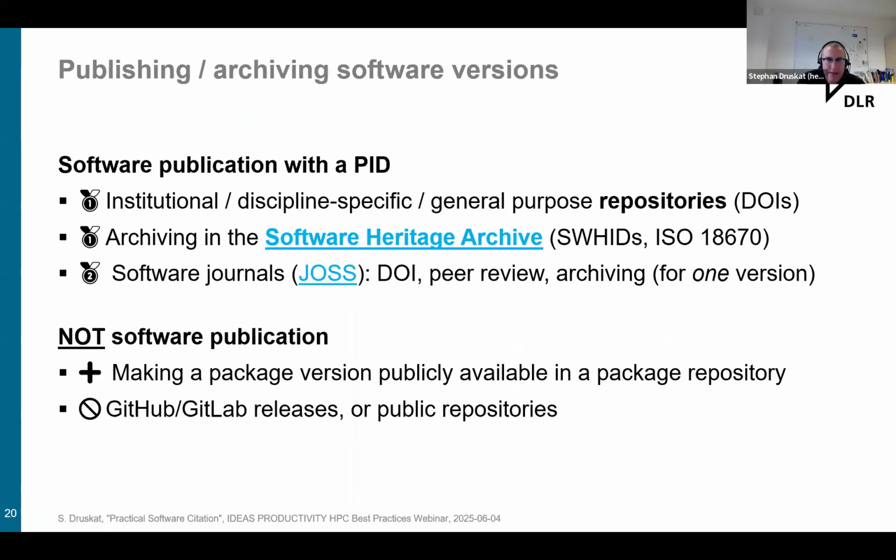And the last step in the process to make research software citable is software publication. Like I said, this gives you a persistent machine readable identifier. And I just wanted to make sure that when you hear software publication, you have an idea of what I mean with it. It is software publication with a PID, ideally in a repository, which gives you a DOI. Another good version to publish the software is to use the Software Heritage Archive.